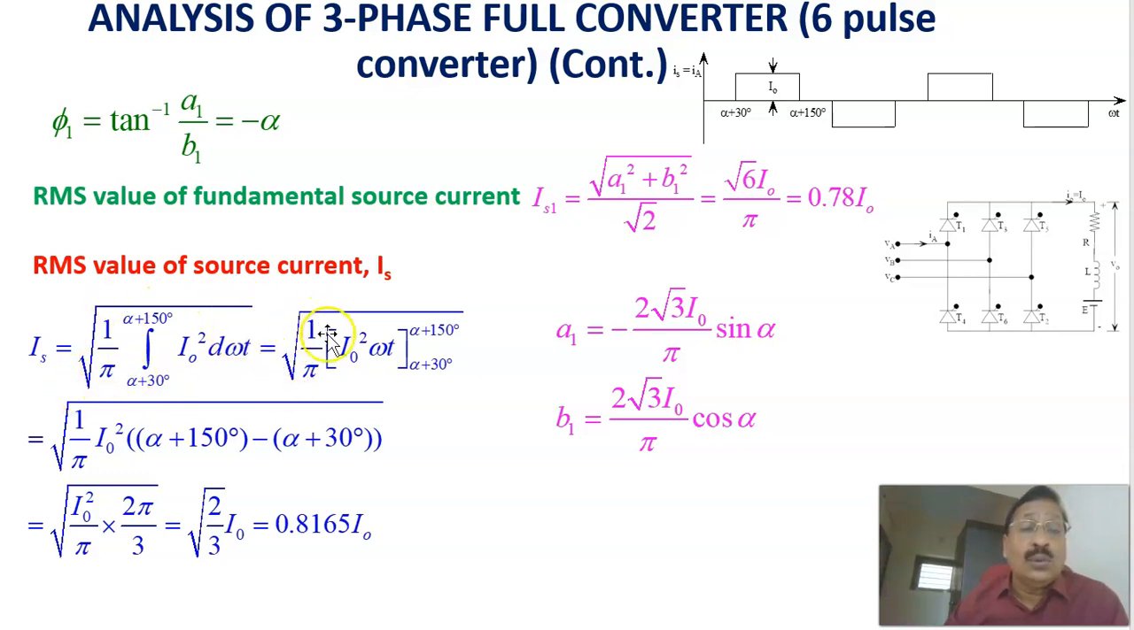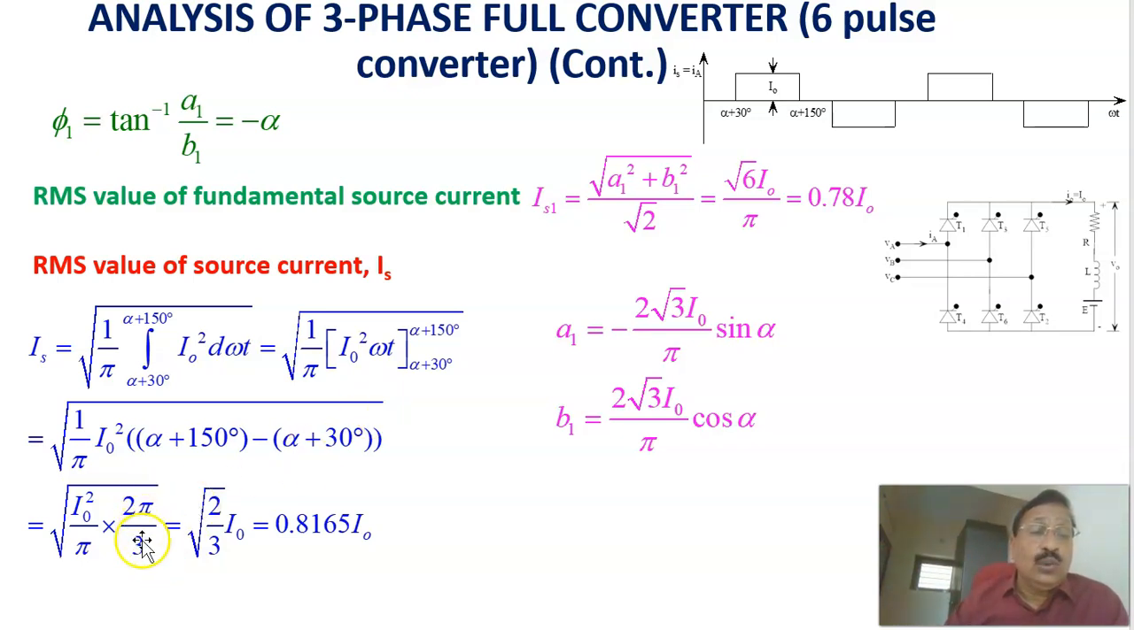Therefore, it is equal to root of 1 by pi I naught square omega t. The limits are alpha plus 30 and alpha plus 150. Substituting that, we get square root of 1 by pi I naught square times alpha plus 150 minus alpha plus 30, where alpha cancels, and we get I naught square divided by pi. Then 150 minus 30 gives 120, which in radians is 2 pi by 3.